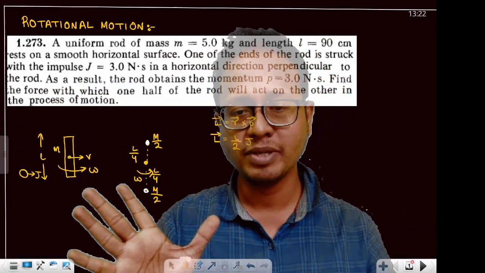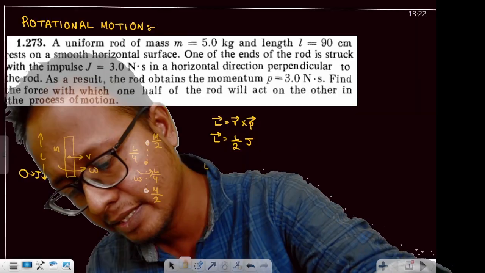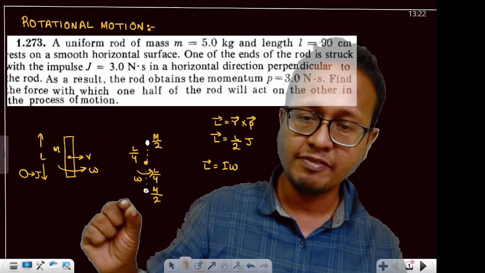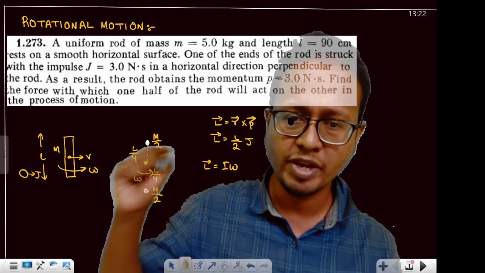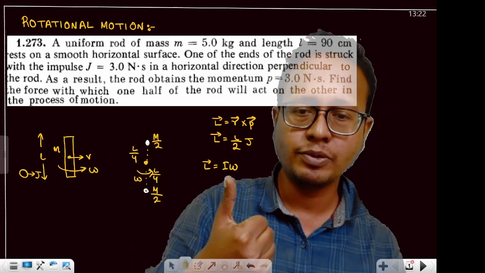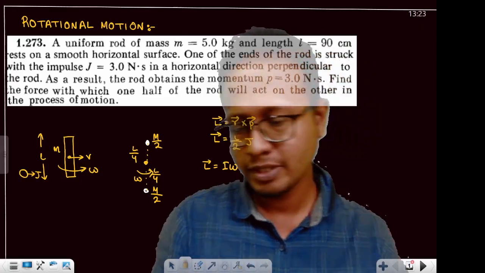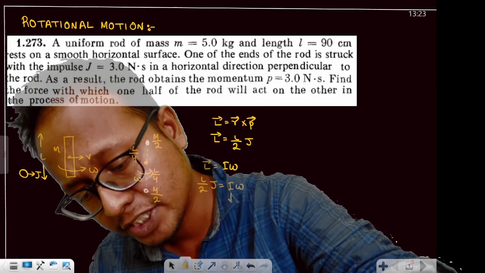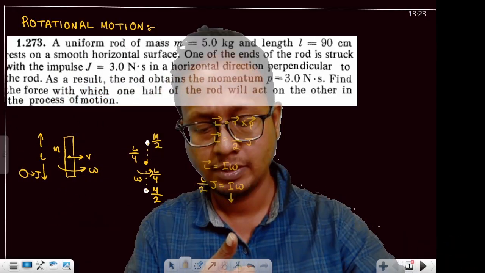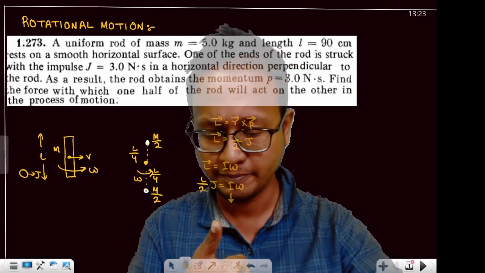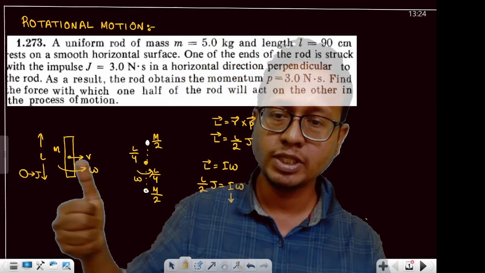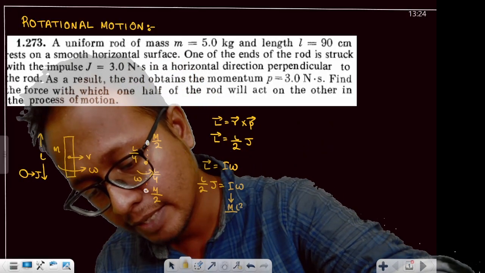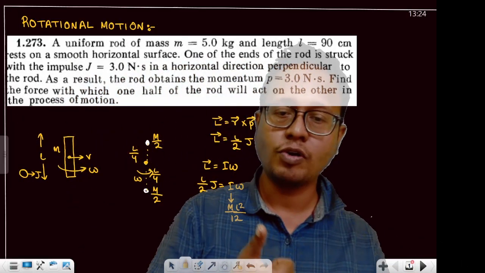Understood? Now the question becomes very simple. Angular momentum is given by I into omega, and once I find out the omega out here, I can easily find out the centripetal force. Centripetal force is nothing but m omega square r. So all I'm left to do is finding out the value of omega. So L by 2 J is equal to I into omega. What is the moment of inertia of the rod? The moment of inertia of the rod about the center is nothing but mL square by 12, if the mass of the rod is m. By this formula, I find out the omega.